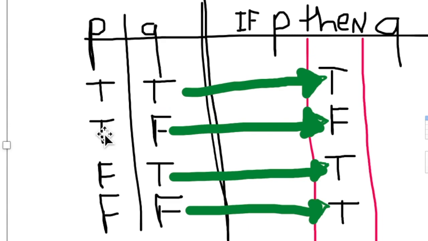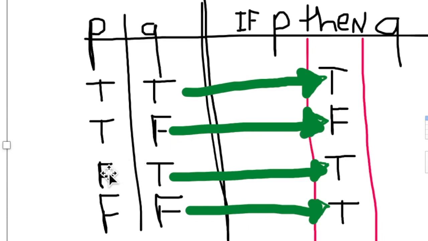All right, let's go down to the second row. Here it's true that it rains, but false that we get wet. What are the judges going to rule? Oh, that's the one case where it's false that if it rains, then we get wet.